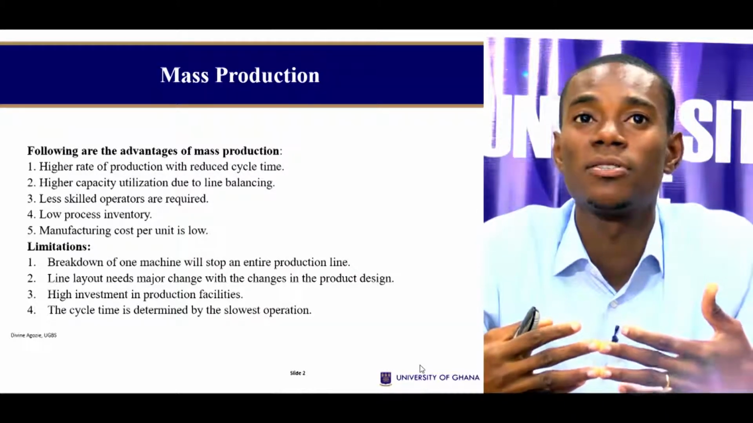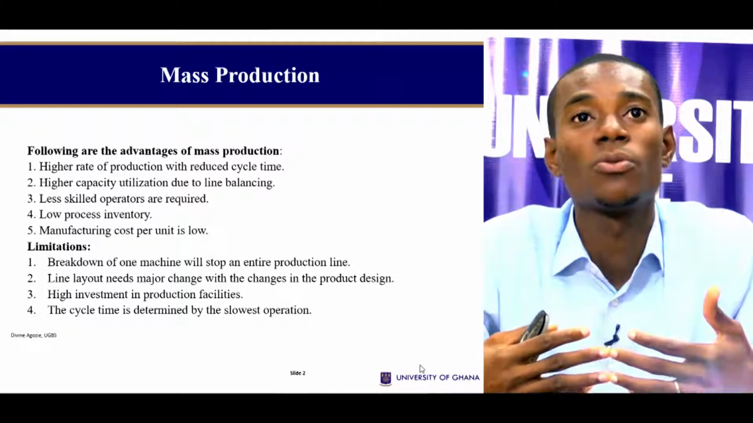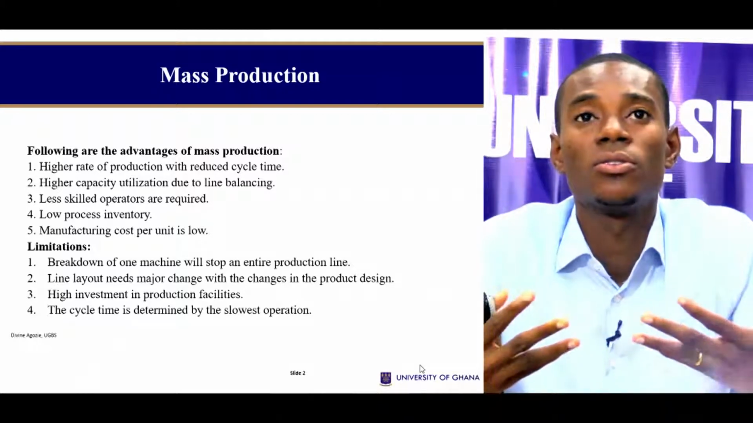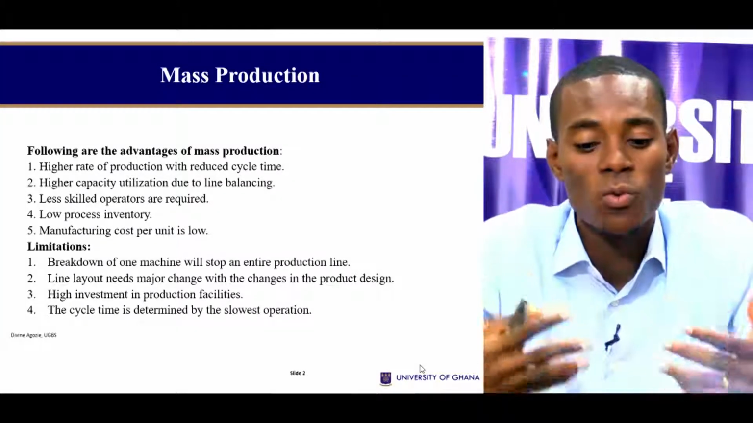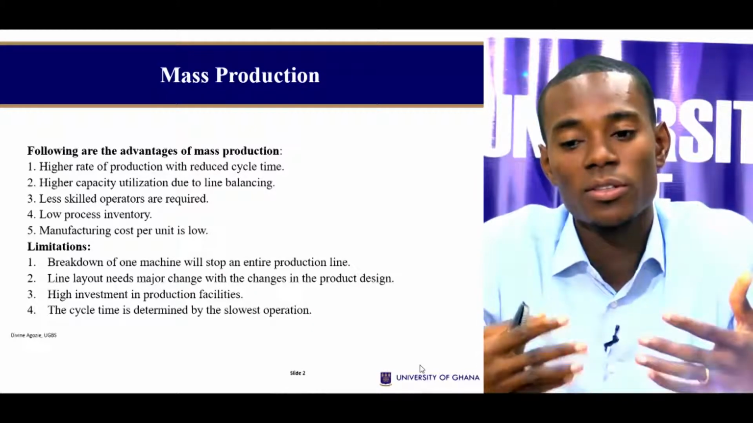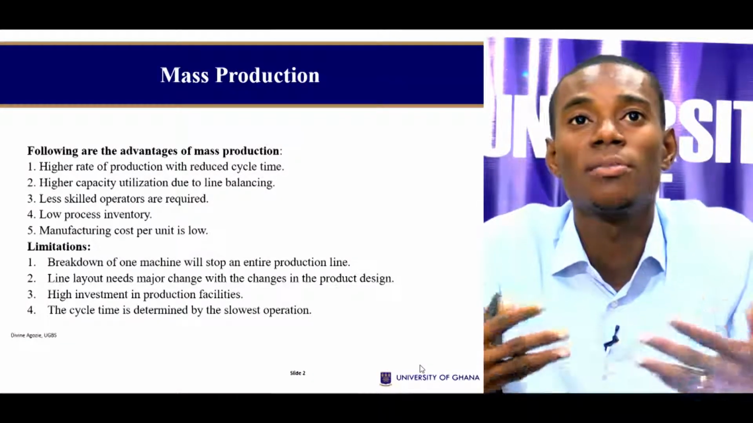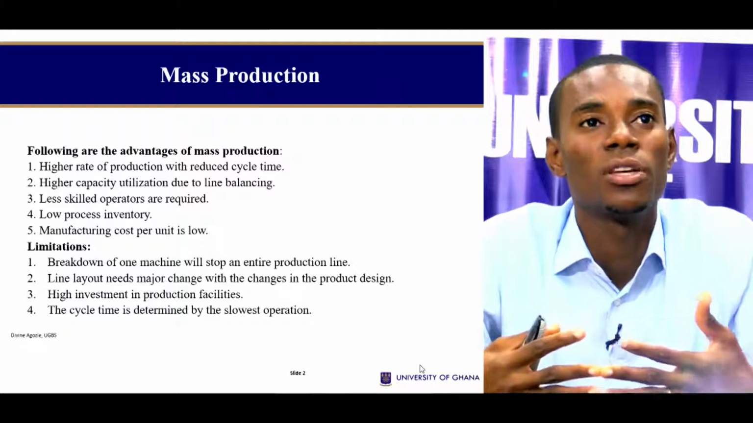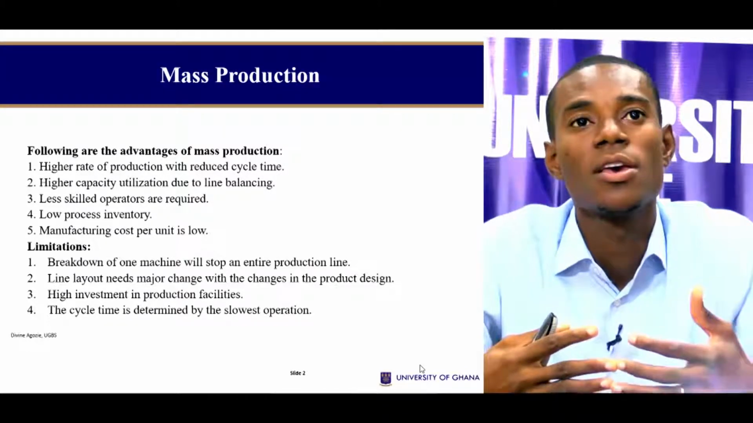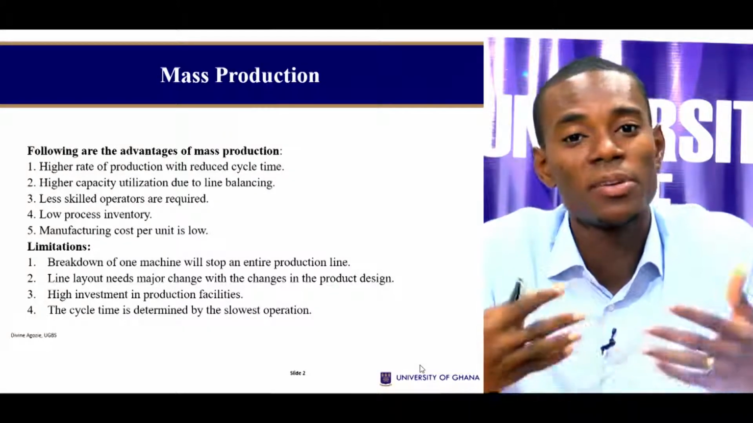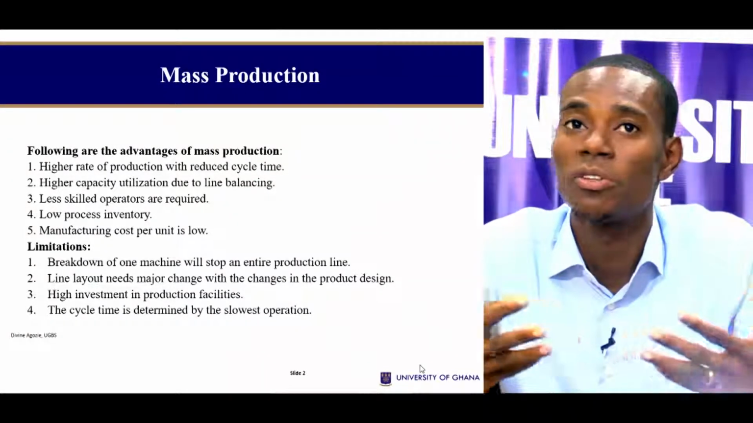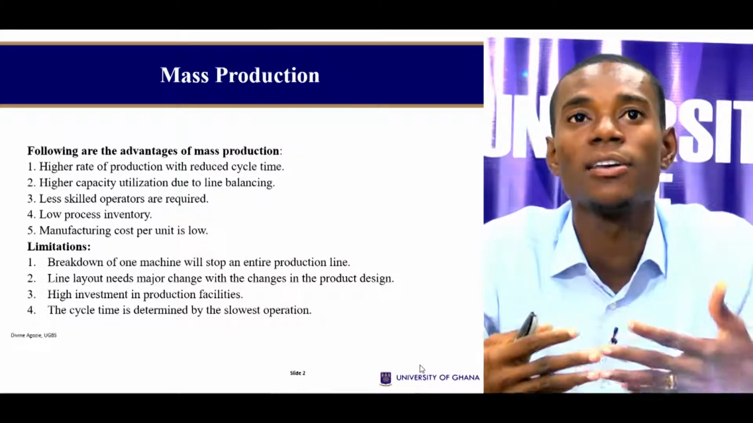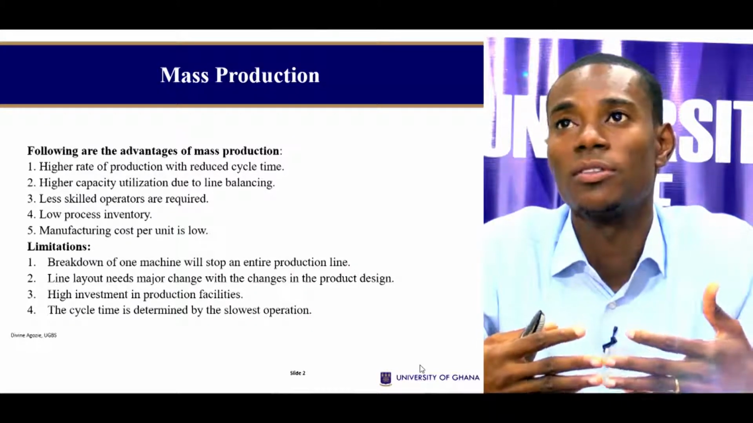Then, higher capacity utilization due to line balancing. When we talk of line balancing, it refers to the idea where each workstation on the entire production line uses the same amount of time. So for instance, if we're making a product like orange juice, and we peel the orange at some point, then we squeeze and we pack, whatever is happening at each place, we all use the same amount of time. So if it is 4 minutes, it's 4 minutes at site 1, 4 minutes at site 2, and so there's high utilization of the capacity.